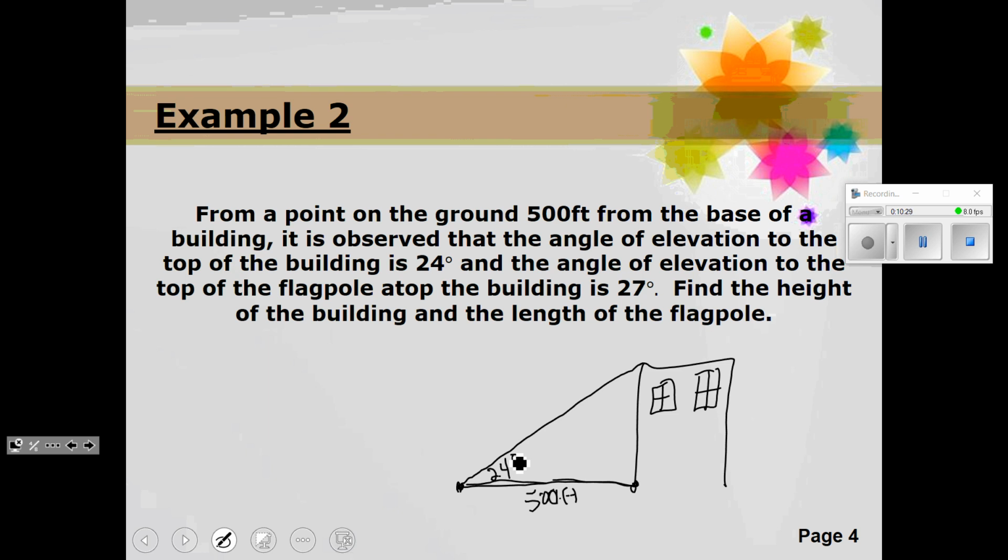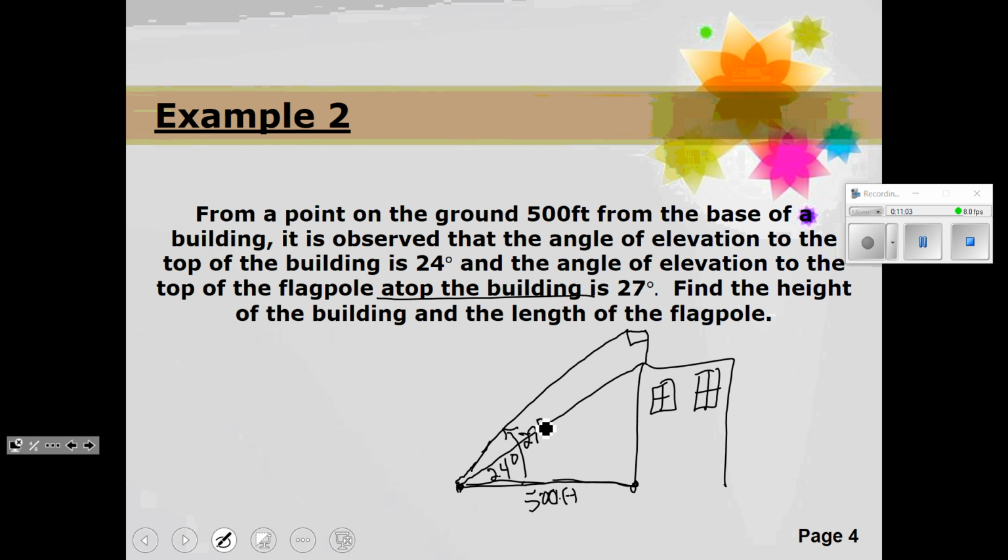So still I'm going from the ground to the top of the flagpole that is atop the building. So I've got a little flagpole here. There's your little flag. Now, the number one mistake is people say that it's this angle that's 27 degrees. But if it's an angle of elevation, then it still has to be made with what? The ground. So from the ground to here, the whole thing is 27 degrees.